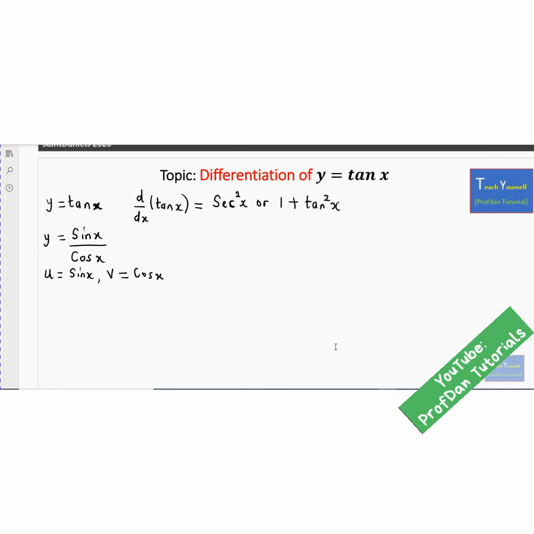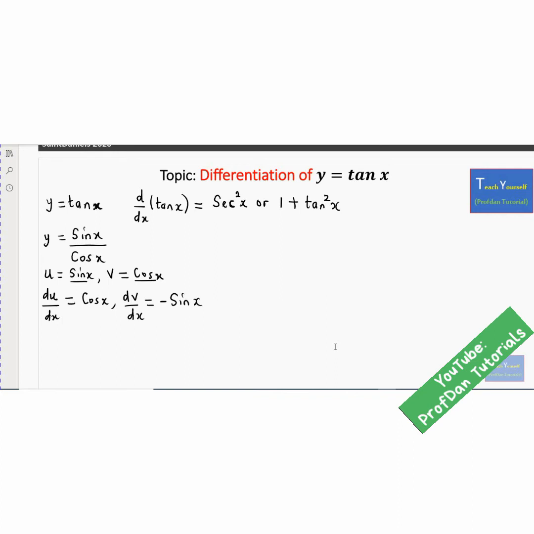Remember, you need to differentiate these two. So we need du/dx. When we differentiate sine, we've established in one of our videos that you will get cosine. So that is cosine x. And we need to differentiate v also with respect to x. When you differentiate cos, we'll get negative sine x.